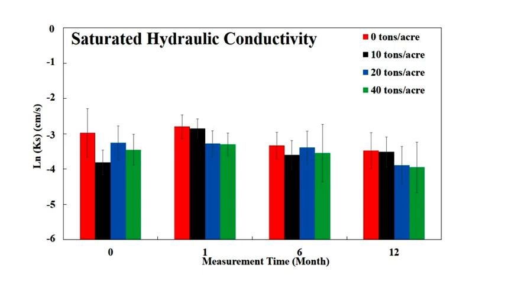And next, for the saturated hydraulic conductivity, the x-axis is measurement time, and the y-axis is the log-transformed saturated hydraulic conductivity data, centimeter per second. Red is 0 tons per acre, black 10 tons per acre, blue 20 tons per acre, and green 14 tons per acre. We can see that after we dump in the slurry, there is a trend showing the saturated hydraulic conductivity slightly decreasing with the measurement time.